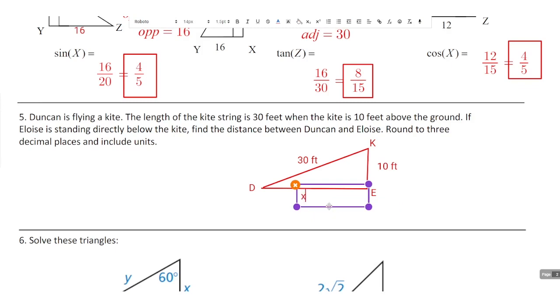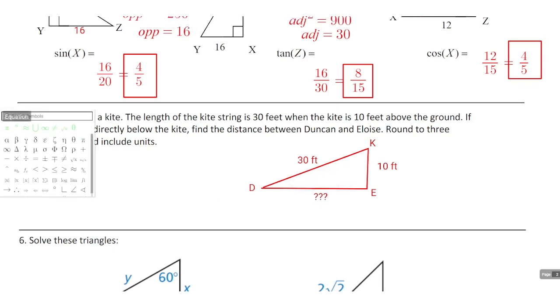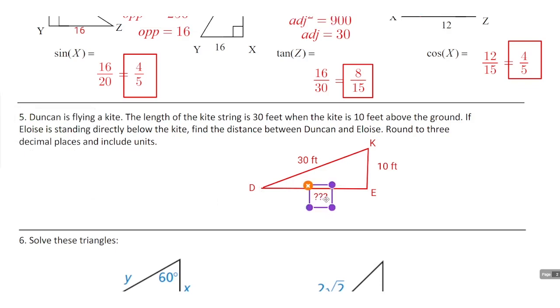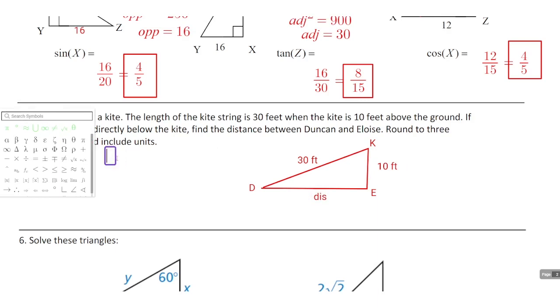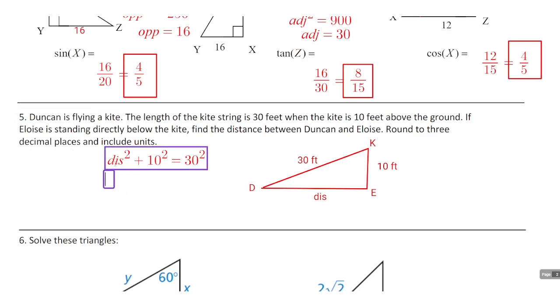So this really is just going to turn into a Pythagorean theorem problem. Okay, so we'll just call this the distance. I'll call it DIS for distance. All right, so let's go ahead and set up our Pythagorean theorem here. We've got the distance squared plus 10 squared equals 30 squared. 30 squared is 900. 10 squared is 100.